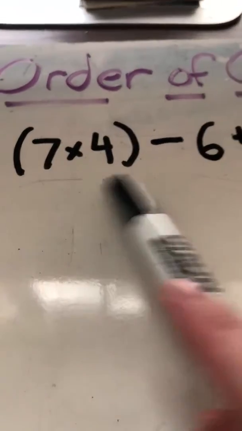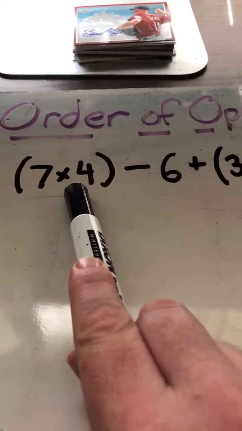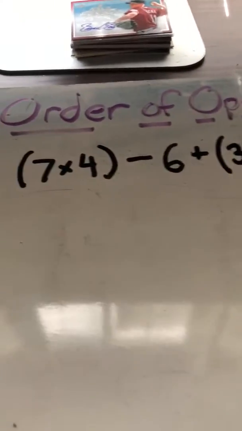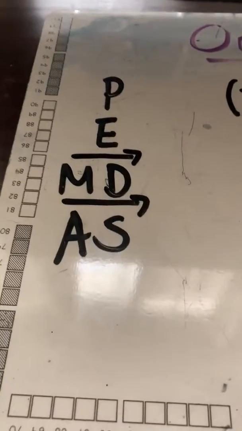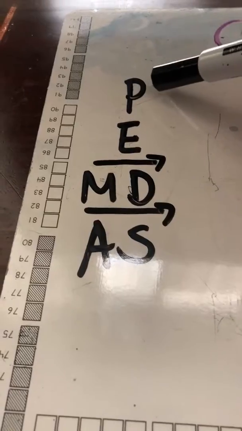So in a second, for example, we're going to work out this problem. As you can see, we have multiplication, we have subtraction, we have addition. I didn't put any division in here, but you will see the point. So the order of operations goes like this.